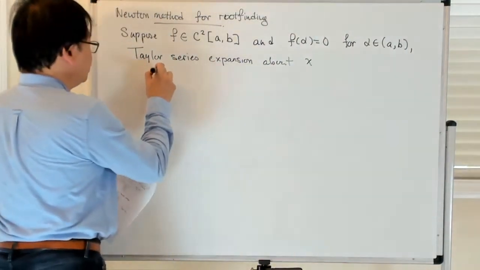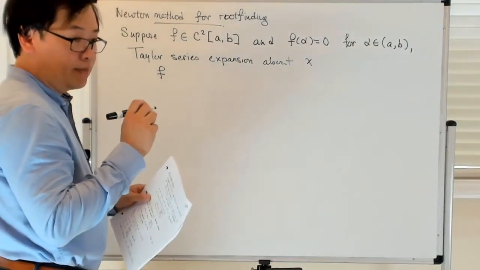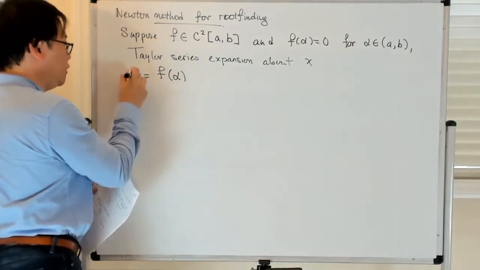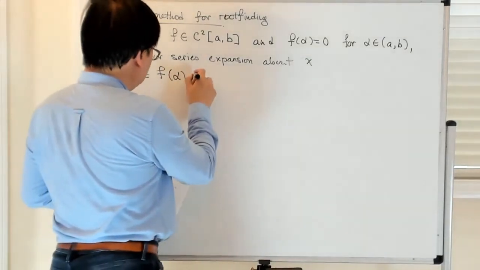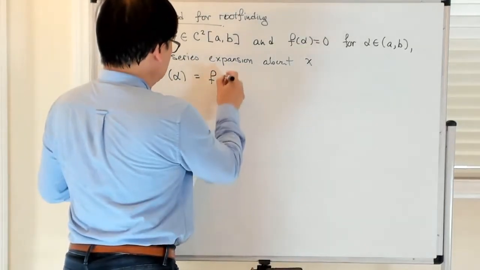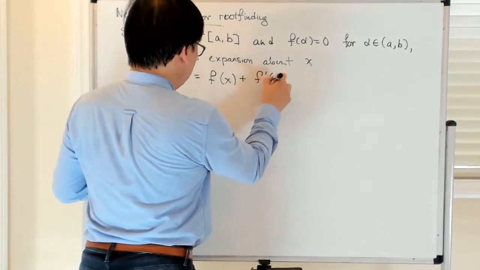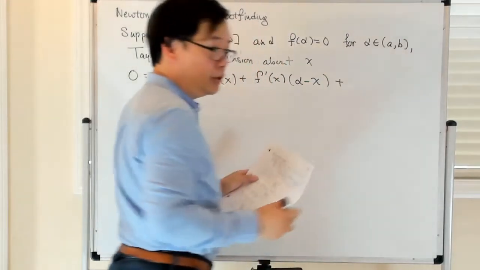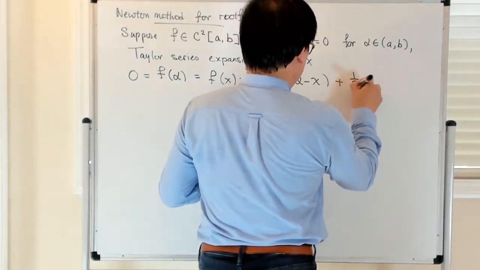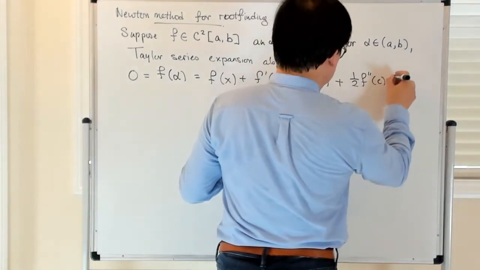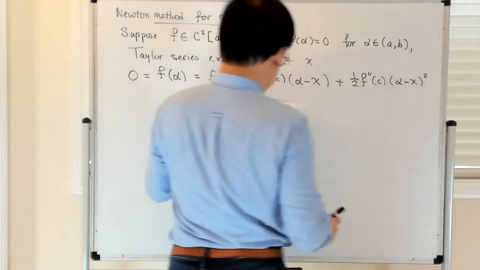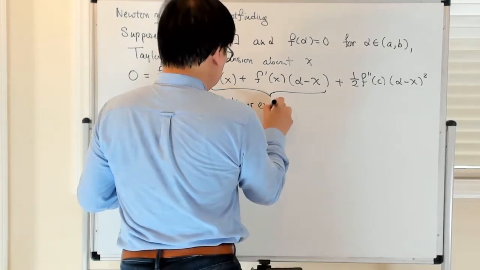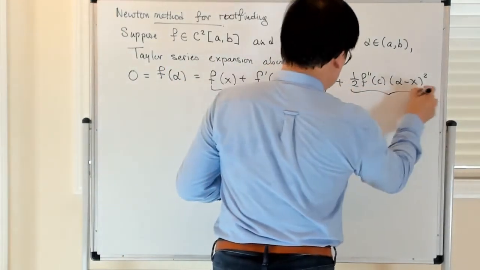Okay, but I'm going to do a Taylor expansion of the function value at the root. Okay, so f of alpha. So by definition, f of alpha is 0. But we also have a Taylor expansion about the point x. So that's f of x plus f prime of x times alpha minus x, plus a remainder term from the Taylor remainder term. So this is 1/2 f double prime at some unknown point c, times alpha minus x squared. Right, so this is the linear expansion. And then this is the remainder.